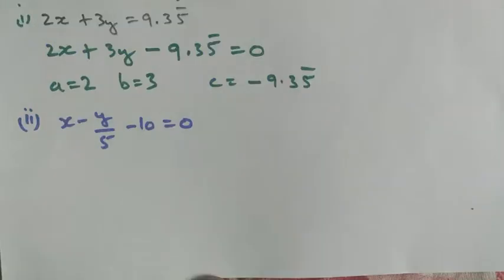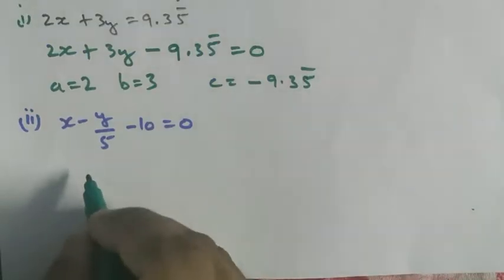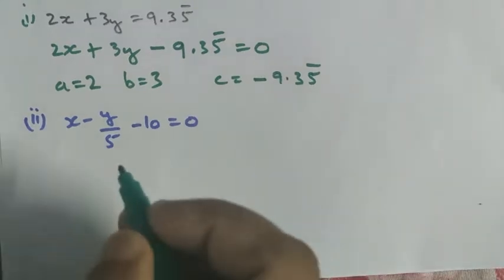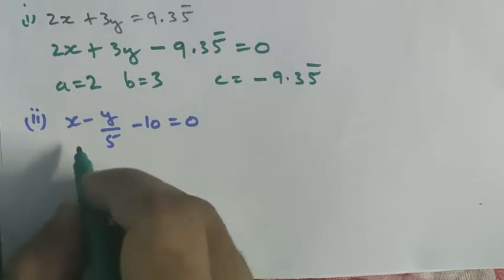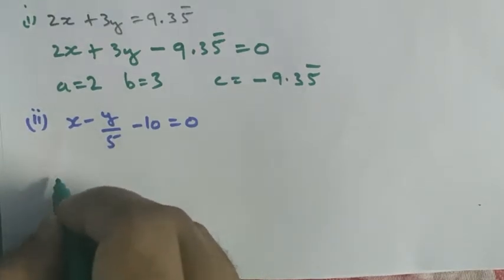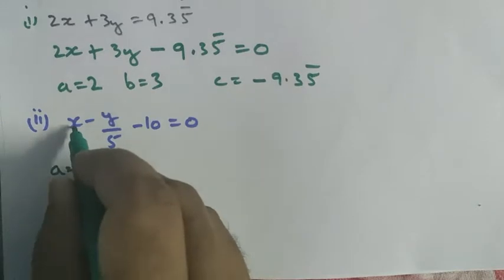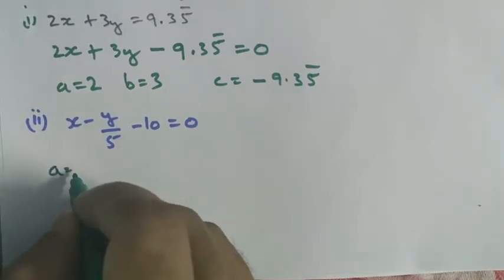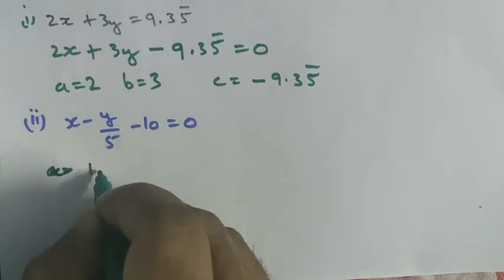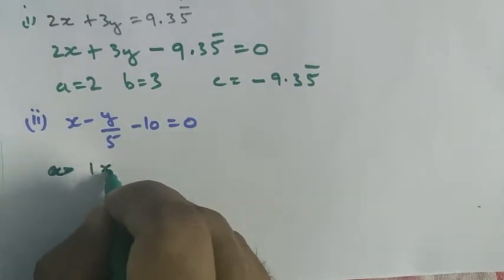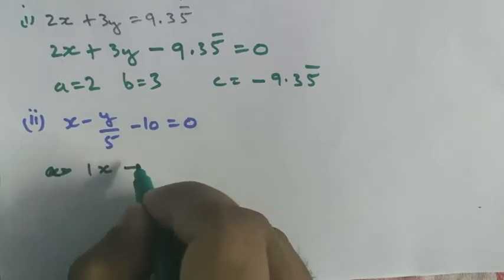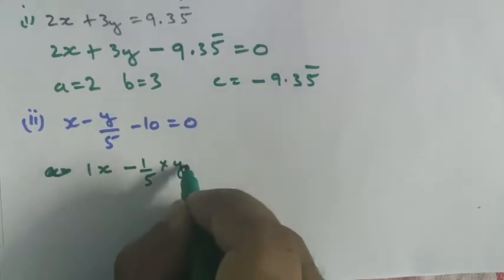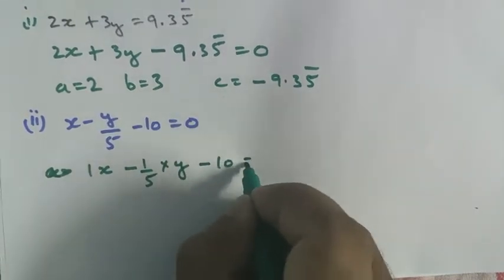Okay, second equation, x minus y upon 5 minus 10 equals 0. It is already given in the form of ax plus by plus c. The coefficient of x, that is a, will be what? Since nothing is in front of x, it can be written as 1x. So x can be written as 1 into x, minus y upon 5 can be written as minus 1 upon 5 multiplied by y, minus 10 equals 0.